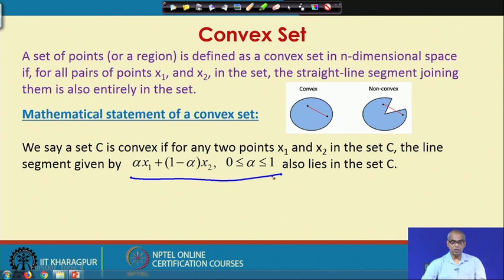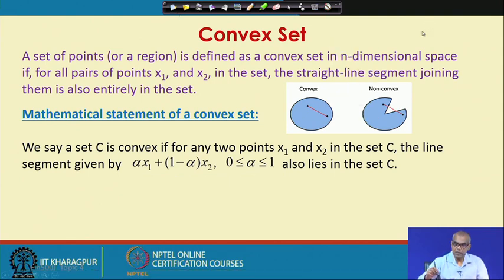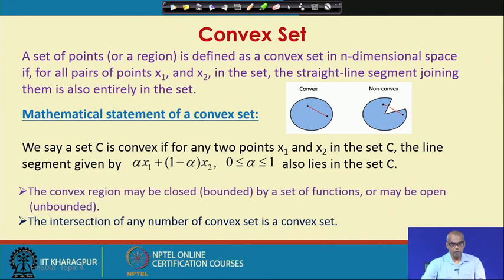So, we say a set C is convex if for any 2 points x1 and x2 in the set C, the line segment given by alpha x1 plus (1 minus alpha) x2 also lies in the set C. Here alpha lies between 0 and 1. So, this basically represents the linear combination of x1 and x2. The convex region may be closed or bounded by a set of functions, or may be open, that is unbounded. The intersection of any number of convex sets is also a convex set.